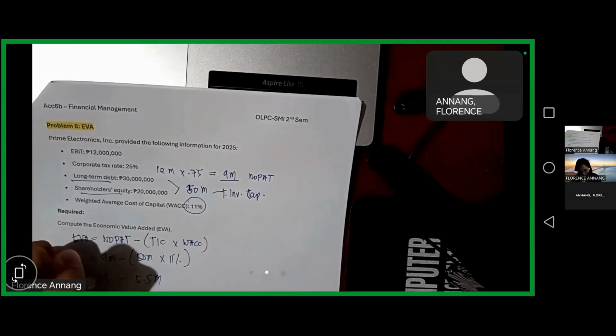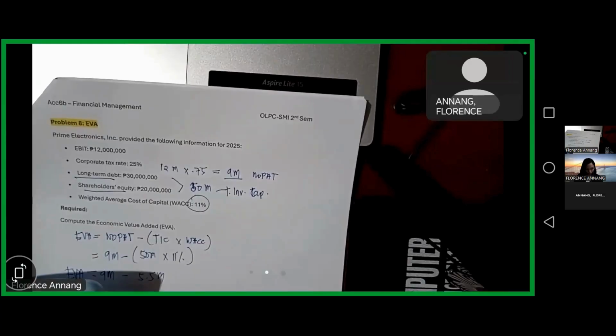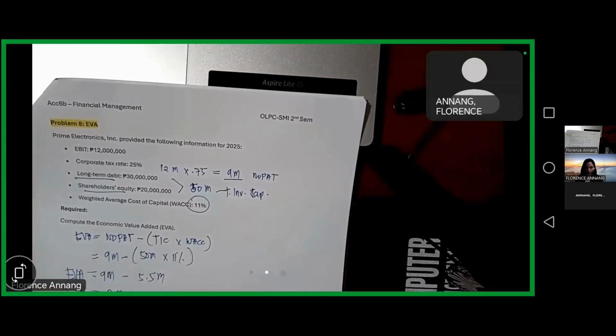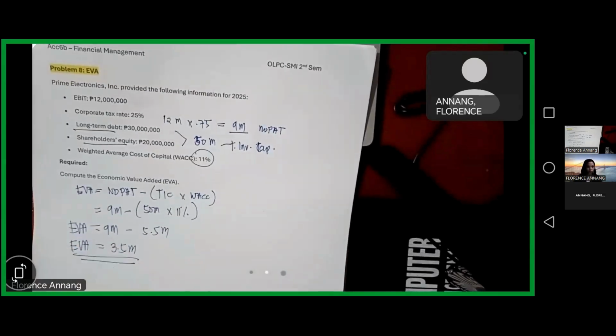Deduct that from your NOPAT na 9 million. How much is your EVA? 9 less 5.5, 3.5 million. Ayan. So, let's move to problem number 9. What does it mean when we have a positive EVA again? It means that the firm is creating value for the shareholders.